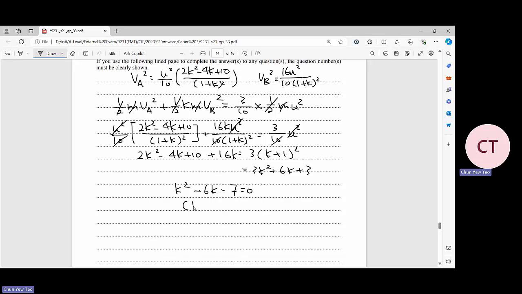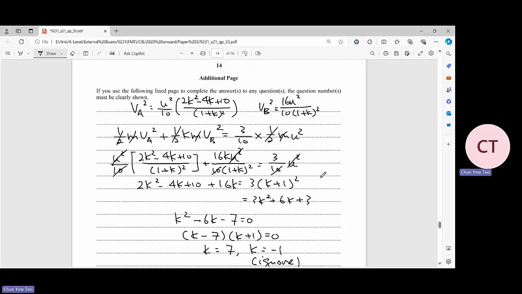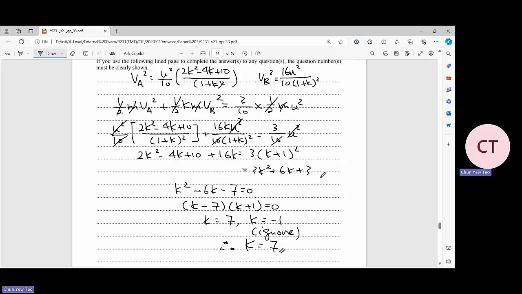Factorize it. You have k minus 7 and k plus 1 equal to 0. Your k equal to 7, your k equal to -1. We will ignore the negative value for k. Therefore, your k is 7. Just like that. That's all. This will be the answer for question number 6B. Okay, I'll stop the video here.